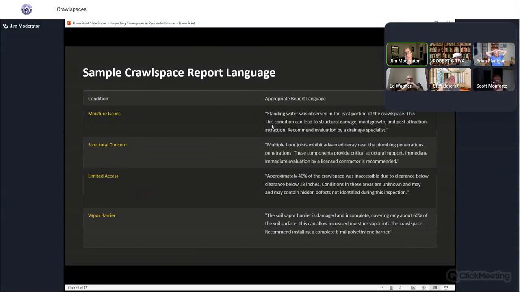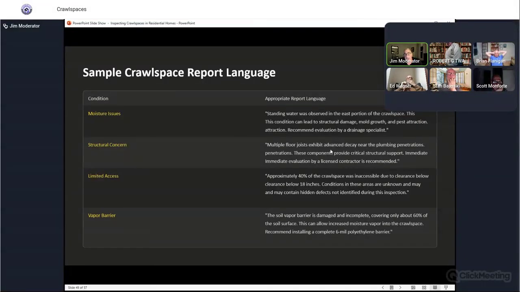Crawlspace report language. We're going to be adding more of these to our webinars at the end of the webinars on actually what we should be writing, moisture issues, the appropriate report language. Standing water was observed in the east portion of the crawl space. This condition can lead to structural damage, mold growth, and pest attraction. Recommend evaluation by a drainage specialist.